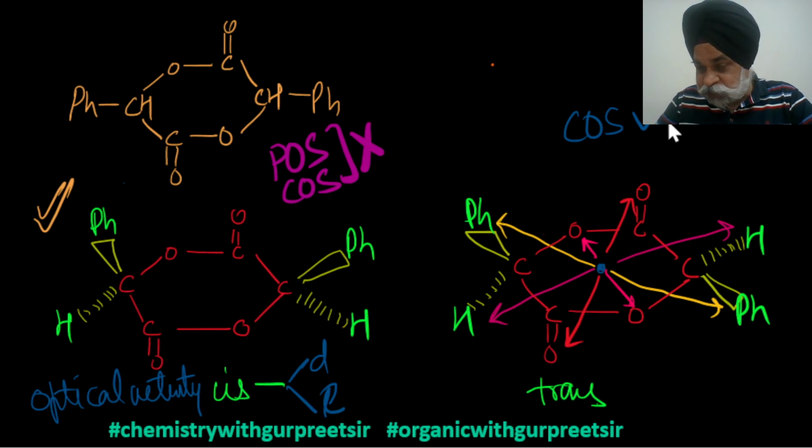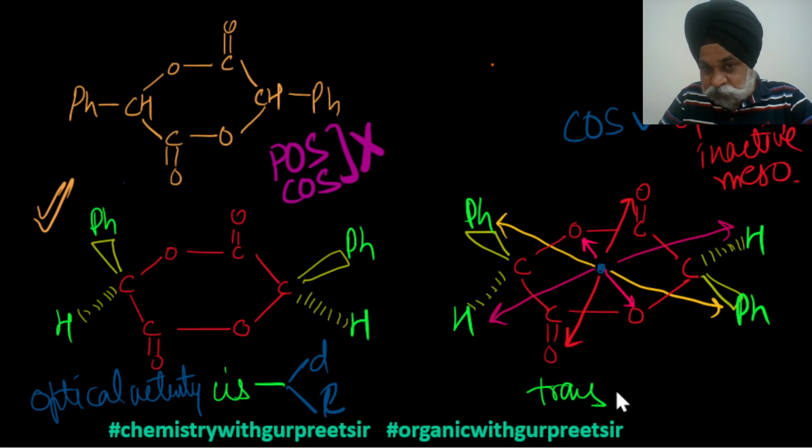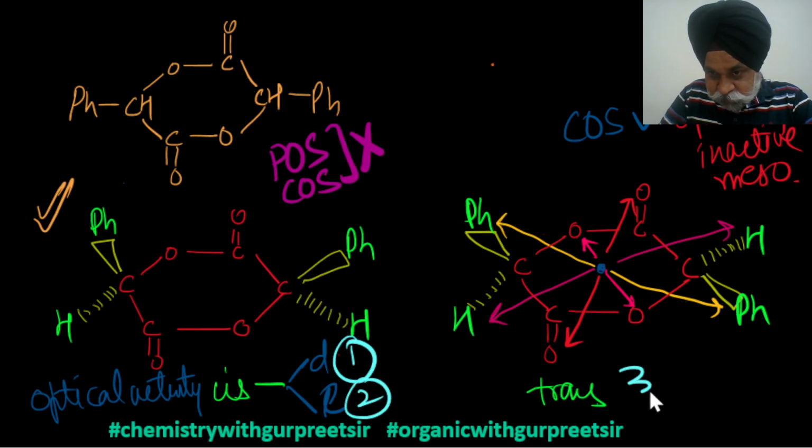So center of symmetry is there, so this will be optically inactive, and it can be called a meso isomer. This is optically inactive, so it would be available in only one form, and the cis is in two forms. So in totality, how many isomers do I get? One is this, second is this, third is this. So this compound is available in three stereoisomeric forms.